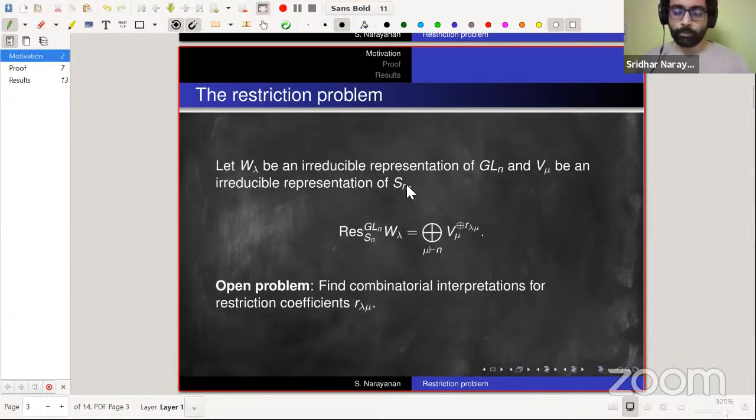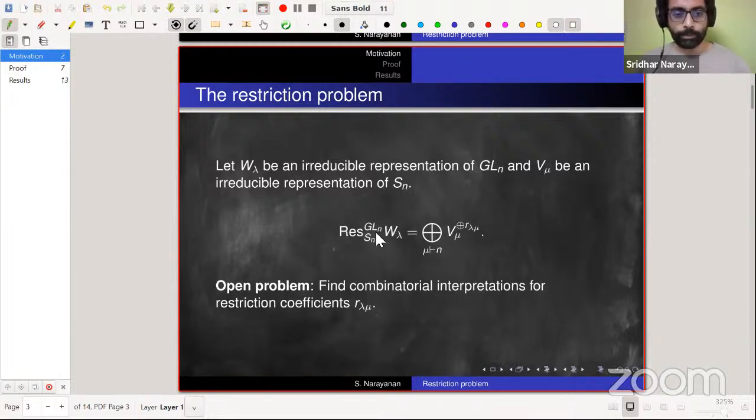Now, the restriction problem is an open problem that deals with the restriction of representation. So we're going to work over the field of complex numbers. If you have the group GL_n, then the subgroup of permutation matrices inside GL_n is isomorphic to S_n. So you can take an irreducible representation of GL_n, which we denote by W_lambda, and you can restrict it to the symmetric group S_n.